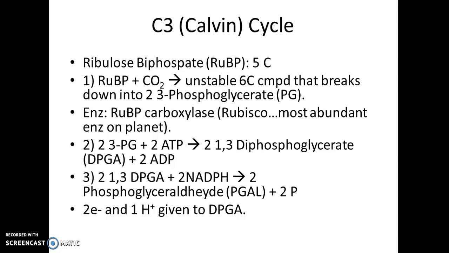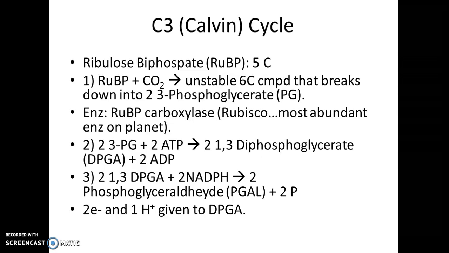The 2 molecules of 1,3-diphosphoglycerate will have 2 electrons added to them, and the electrons come from NADPH. You will form 2 molecules of phosphoglyceraldehyde. 2 phosphates are lost. Those phosphates go back to ATP synthase so they can be added to the ADP.